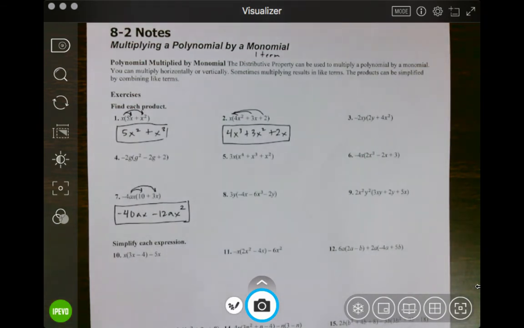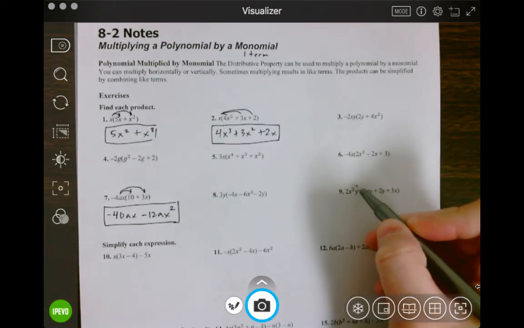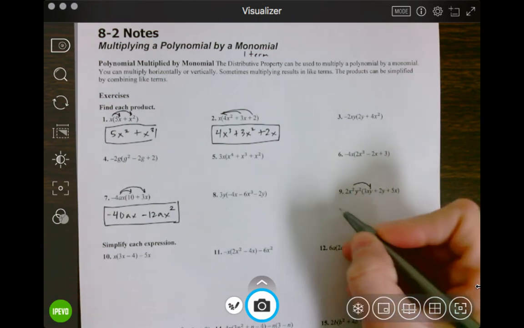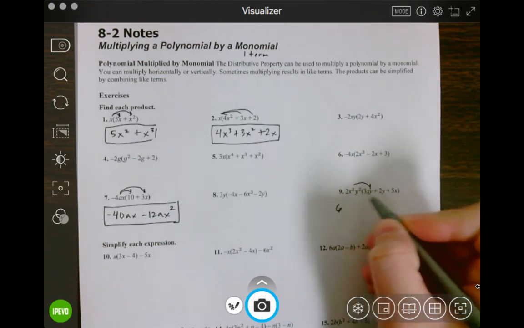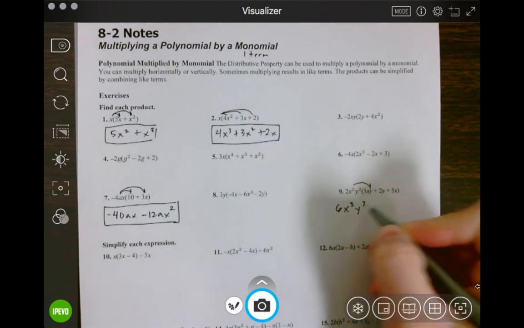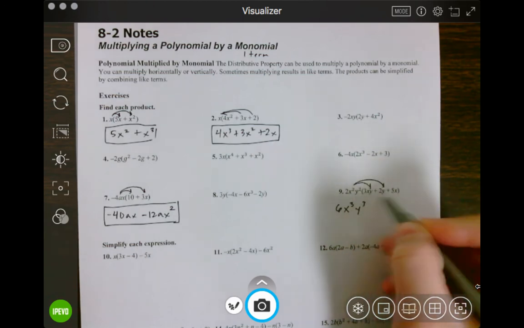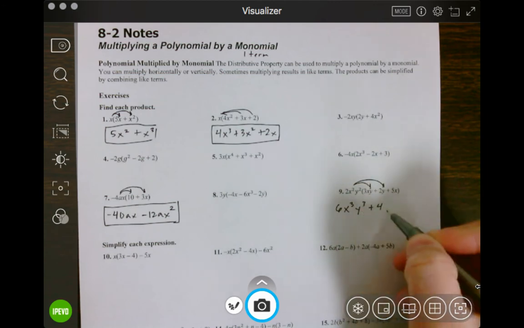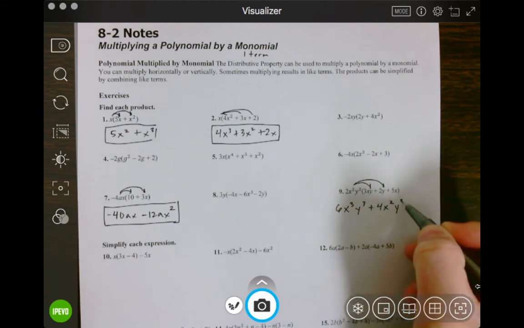And then like number 9, we'll distribute here, so multiply our numbers. So 2 times 3 would give me 6. X squared and x gives me x cubed. Y squared and y gives me y cubed. Then my next one, we have 2 times 2, 4. X squared, that's my only x. And then y squared times y gives me y cubed.